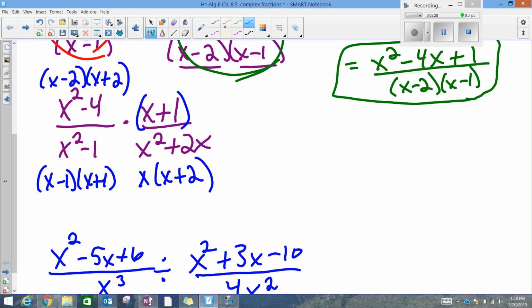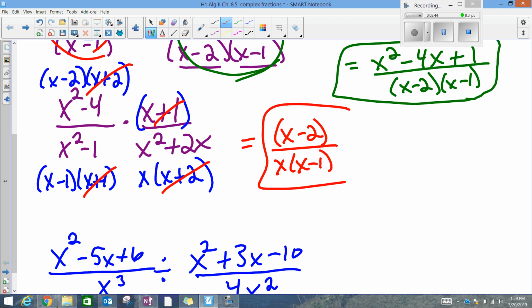Now I just cancel anything on the top with anything on the bottom. So my x plus 2's cancel, my x plus 1's cancel, and that's it. Now I gather what we have left, and we have an x minus 2 on the top and an x times x minus 1 on the bottom. Nothing else can cancel, so that's our final answer.